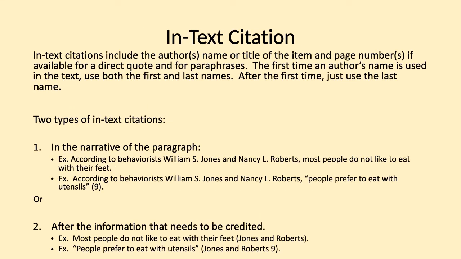For in-text citations, include the author's name. Add the page numbers for a direct quote and closely paraphrased information. You can introduce the author in the text of your paper. Follow the name by a publication year in parentheses. If you are quoting, then include the page number in parentheses followed by a period. You can also put the author's last name and page number if a direct quote or paraphrase is at the end of the information.